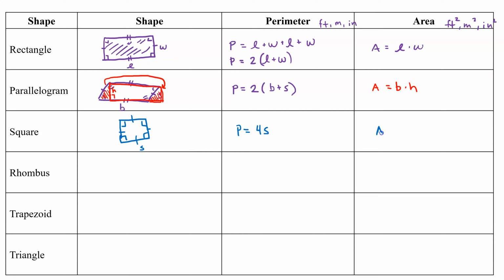And then our area is going to be length times width, or we can think of it as side times side, but S times S would be S squared.